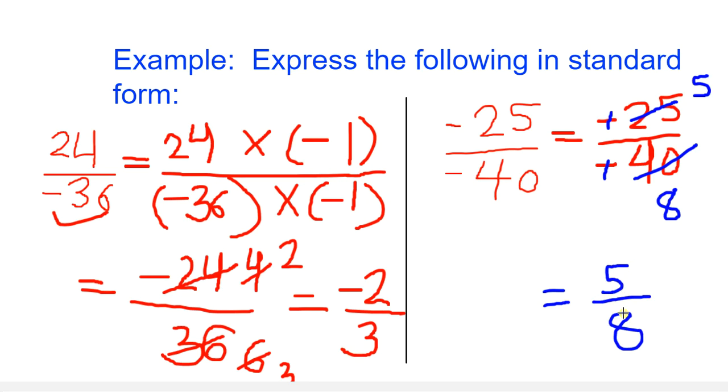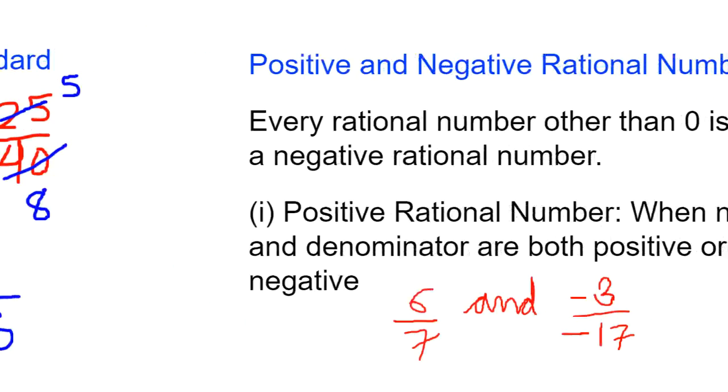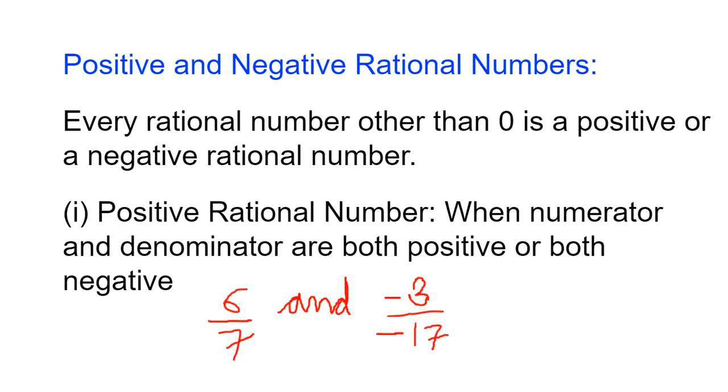My first condition is my denominator should be positive, and the second condition is both the numerator and denominator should be in their lowest form of fraction, or they should not have a common factor other than 1. So this is how we write our numbers into standard form. Now let us just learn about one more topic for today, which is positive and negative rational numbers. So every rational number other than 0 is either a positive or negative rational number. And so let us just learn about what is a positive rational number.